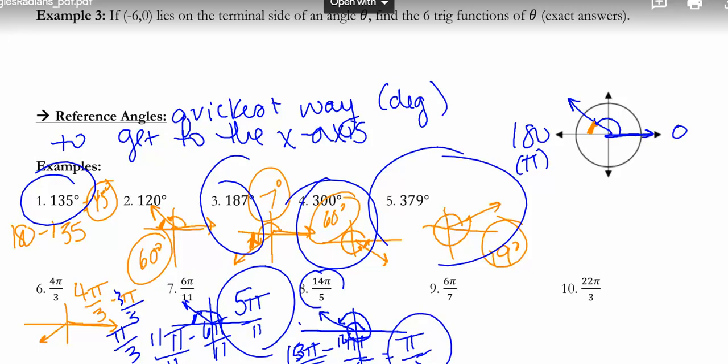So go ahead and pause this video and you do 9 and 10 on your own, and then you can check it on the answer key.